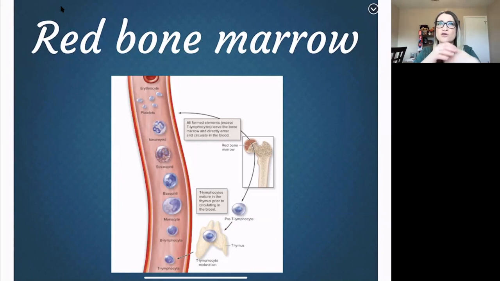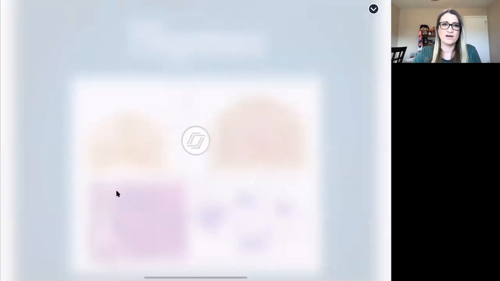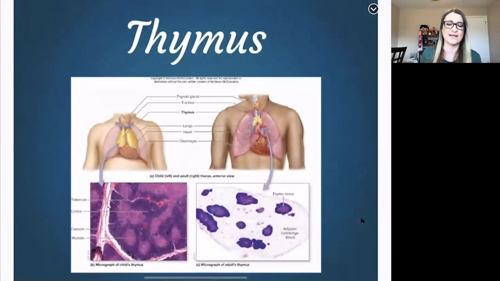Red bone marrow is also responsible for the maturation of certain things, like B lymphocytes. They mature in red bone marrow, but it's mainly the site of formation. And then thymus is responsible for maturation of T lymphocytes. Well, that's about it that I have about the red bone marrow. Let's look at the thymus. So that's our second primary lymphatic structure.